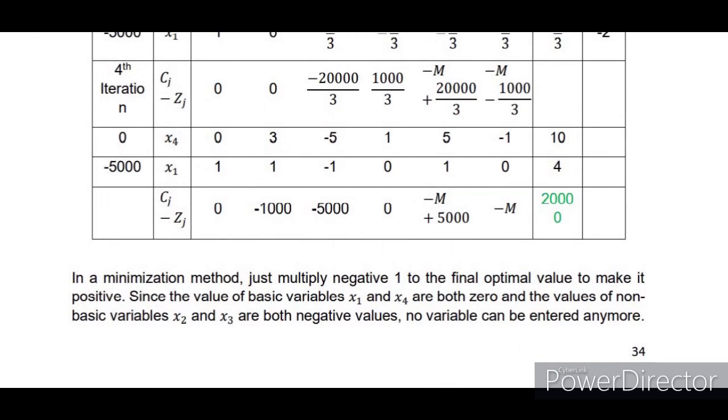So in a minimization method, just multiply negative 1 to the final optimal value to make it positive. Since the values of basic variables x sub 1 and x sub 4 are both 0, under the column of x sub 1 and x sub 4, along the row Cj minus Zj, you notice that it is 0. And the values of non-basic variables x sub 2 and x sub 3 are both negative values. No variable can be entered anymore.